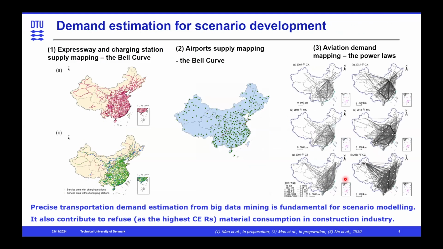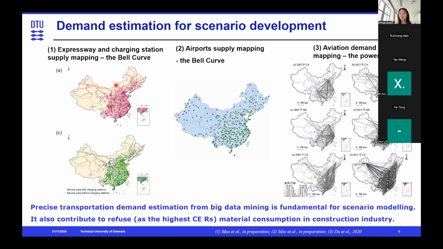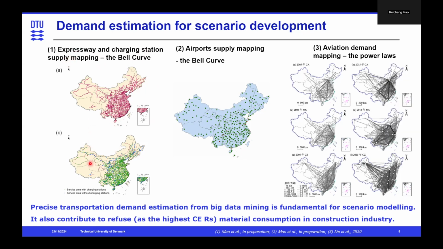When we look at the Chinese cases, I think it follows very well, because this is work we are conducting right now on the expressway distribution and the charging station distribution. This is the expressway supply mapping, and this is the charging station mapping, and we map that it fits well with the bell curve. And for the airport, we do not take the real aviation system, but only map the airports. We can see it also distributes very well within the bell curve.